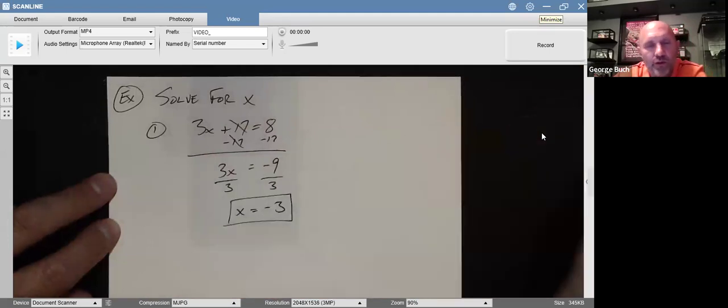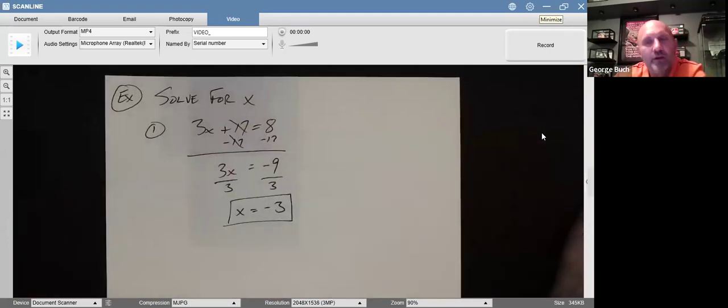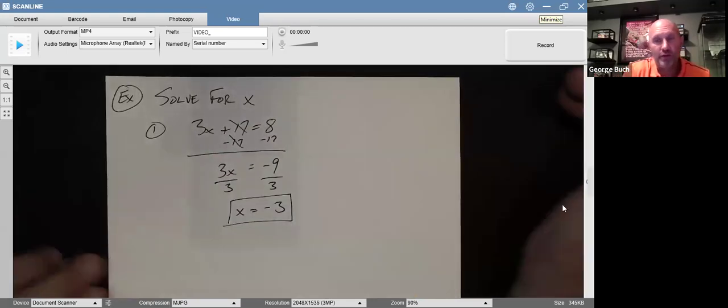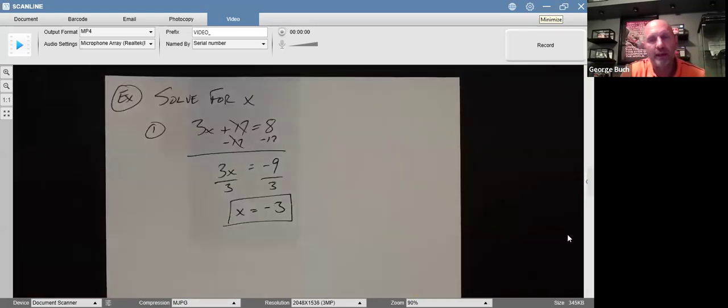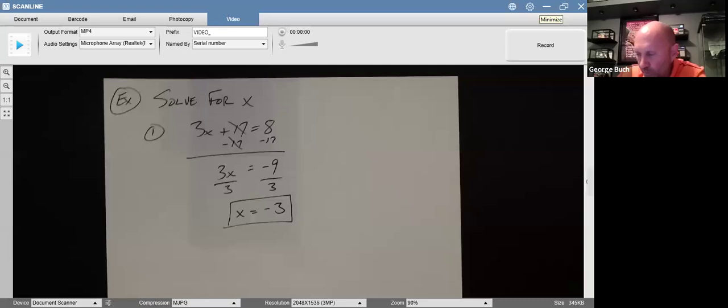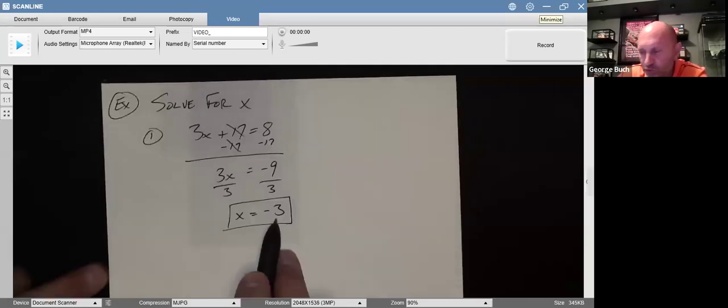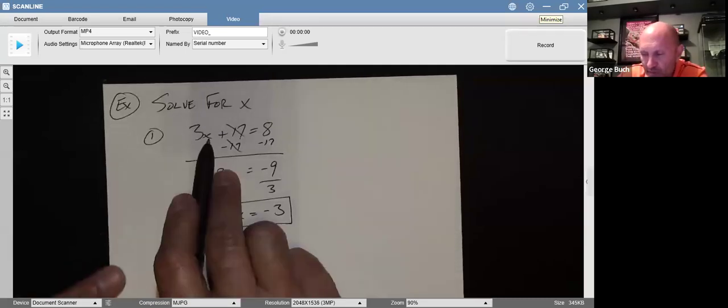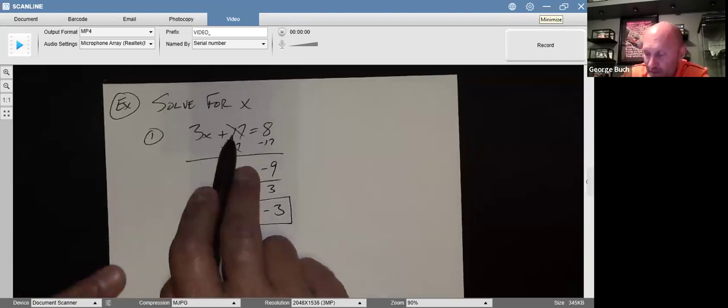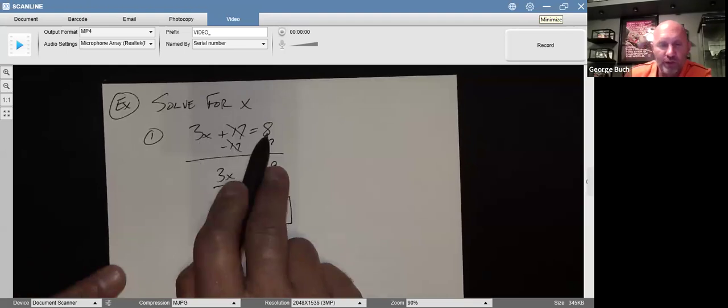Of course, if this is on a test, you can always check your answer and plug it back into the original to see if it works. If I plug negative 3 into the original equation, 3 times negative 3 is negative 9. Negative 9 plus 17 is 8. So I'm 100% sure that's the correct answer.